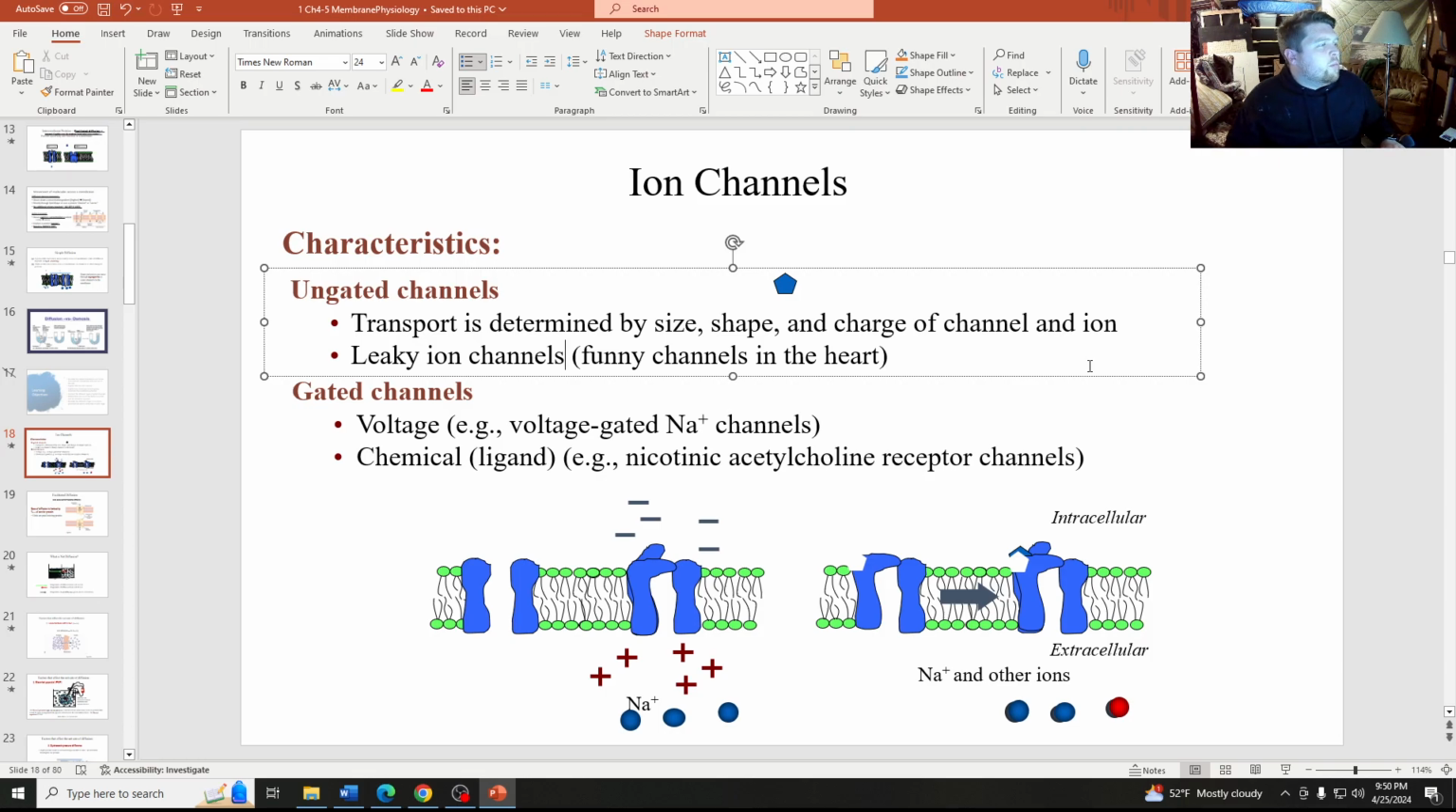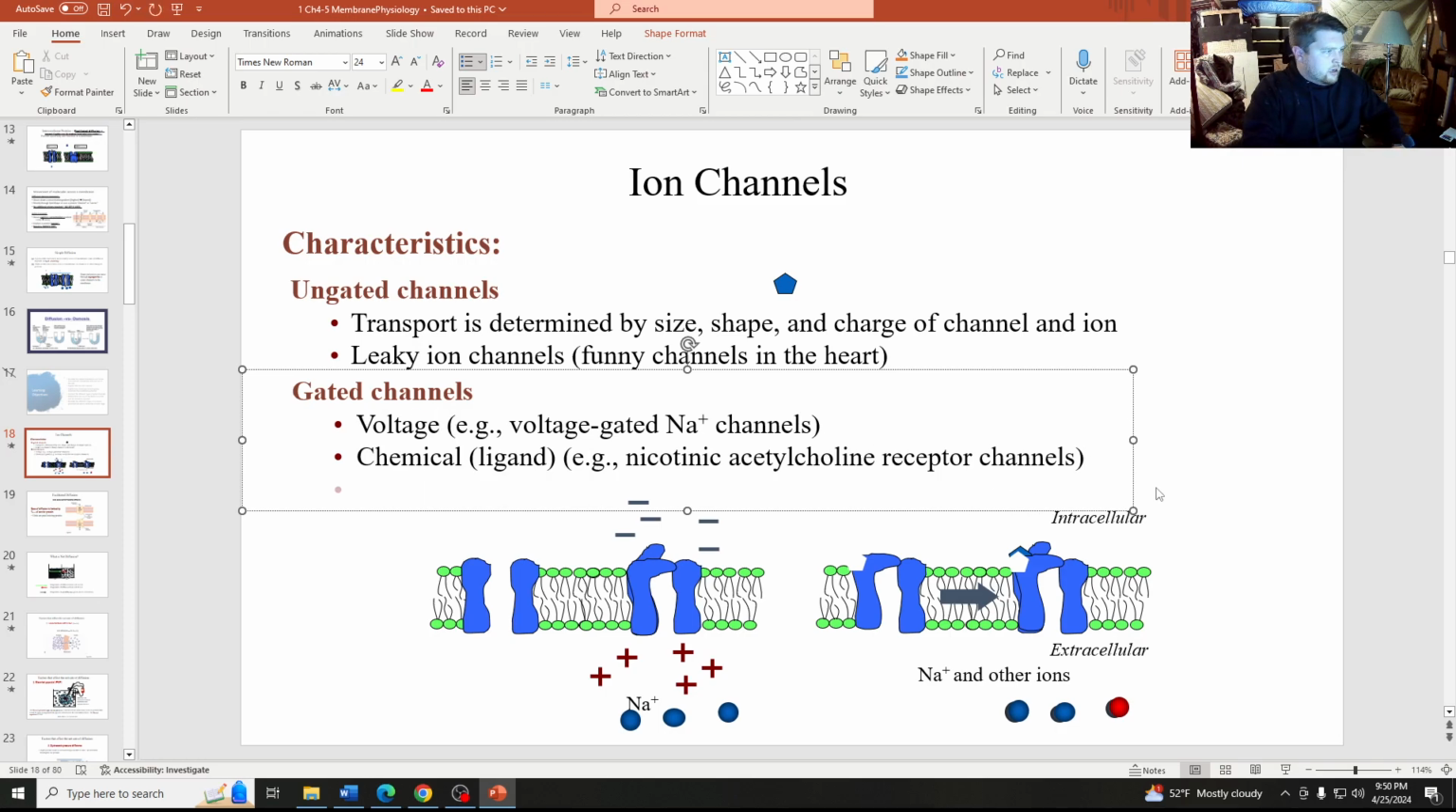The main ones that we're going to focus on are our gated channels. I'm going to add one here as well. There's also mechanoreceptor channels. The main two we're going to focus on are our voltage gated and our chemical or ligand gated. We'll start with voltage. Voltage gated ion channels: there's two big ones that we're going to talk about for right now. We'll add more in the future. We're going to talk about voltage gated sodium channels and voltage gated potassium channels.